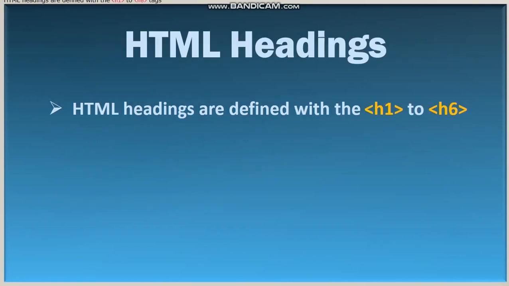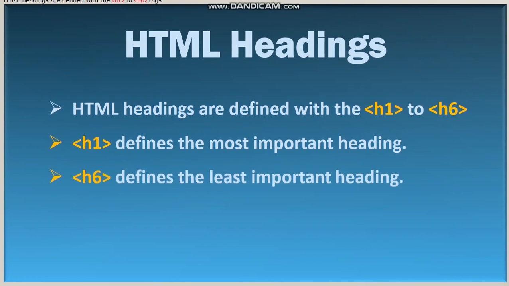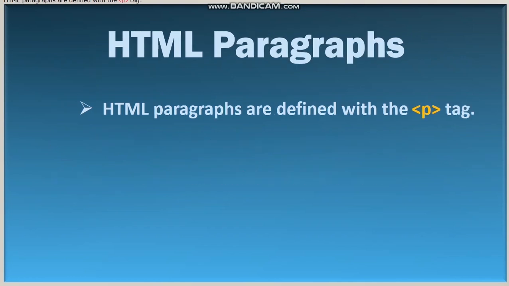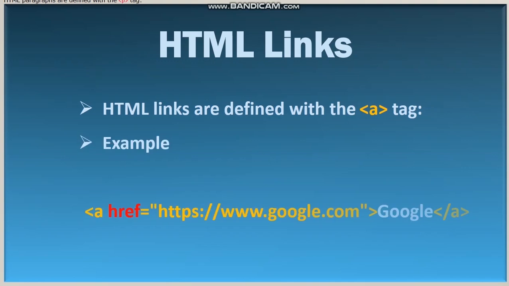Now, what is HTML heading? HTML headings are defined with H1 to H6. The H1 defines the most important heading and the H6 defines the least important heading. HTML paragraph. HTML paragraphs are defined with the P tag. HTML links. HTML links are defined with the A tag. Here is an example of HTML links.